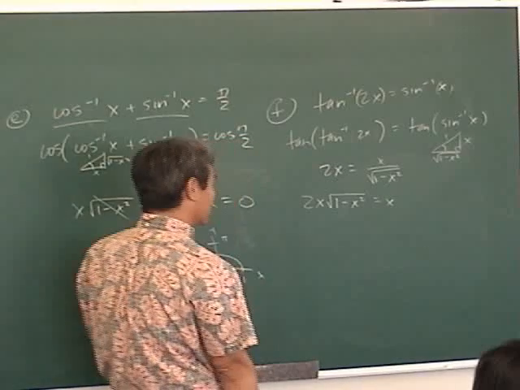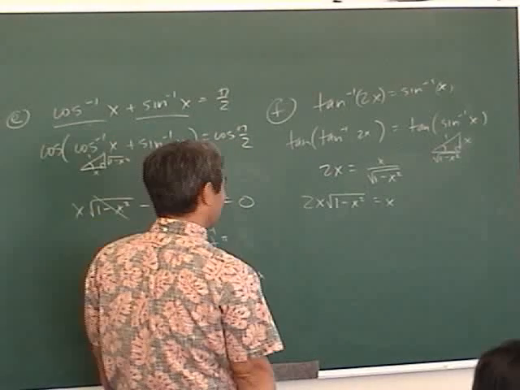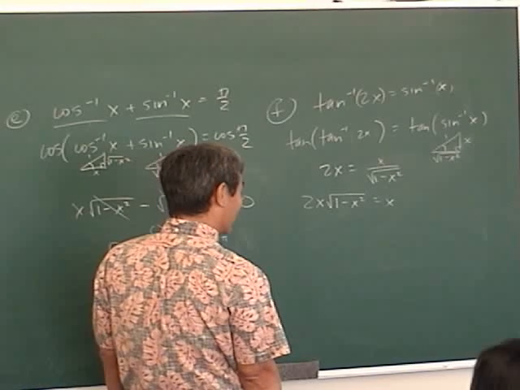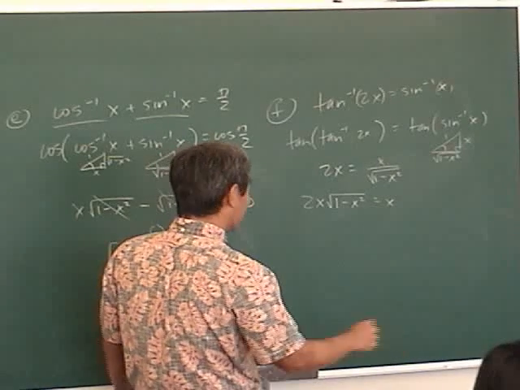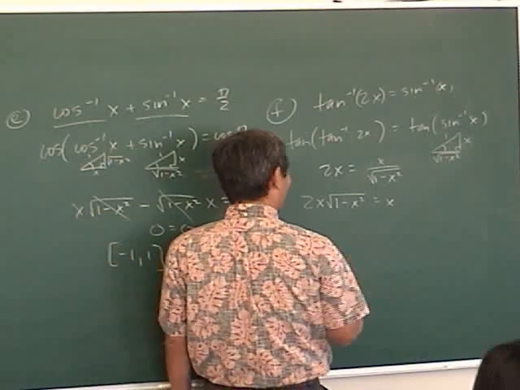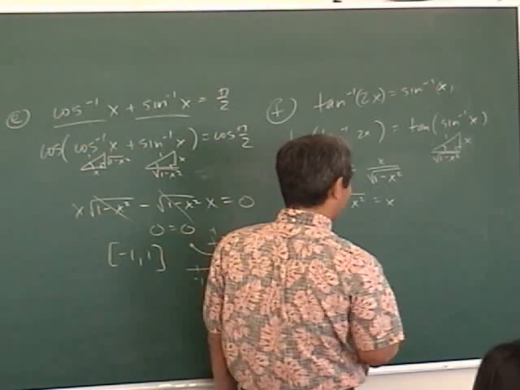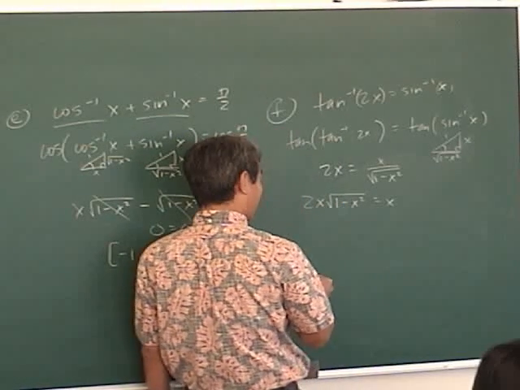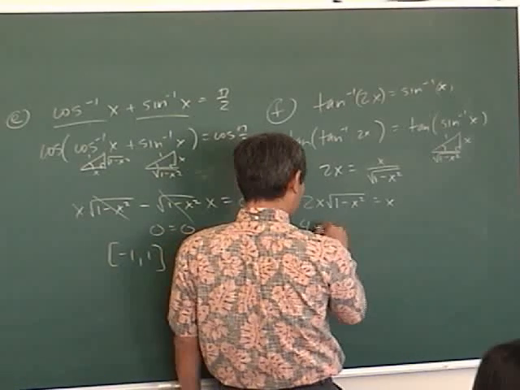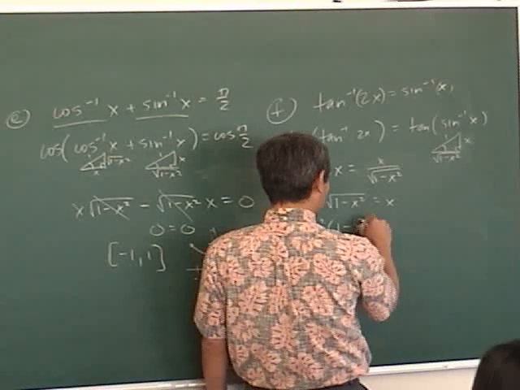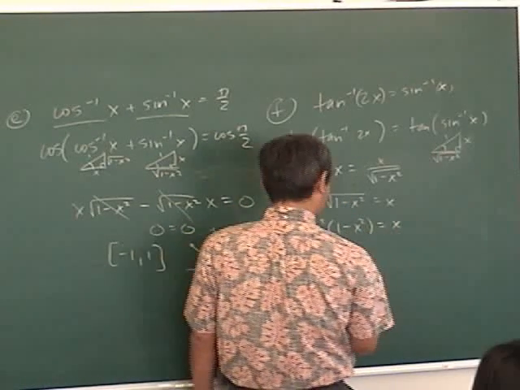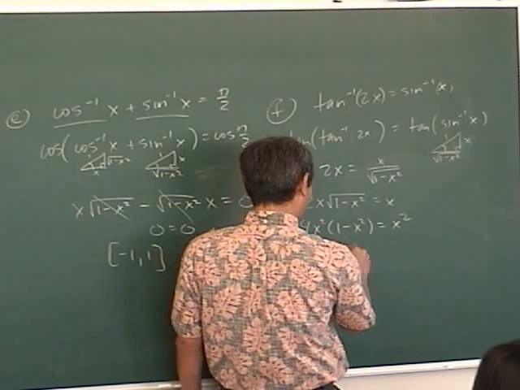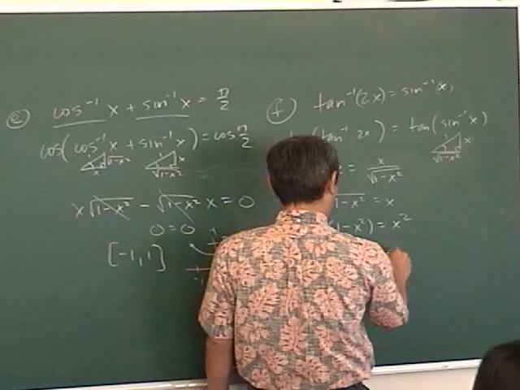No, don't cancel. What do you want to do? How do I get rid of the radical? Oh, you want to make one side 0 now? Well, you're going to have to square both sides sooner or later. You want to do it now or later? You want to do it now? Okay, square both sides. 4x squared times 1 minus x squared equals x squared. Boom. 4x squared minus 4x to the 4 equals x squared.